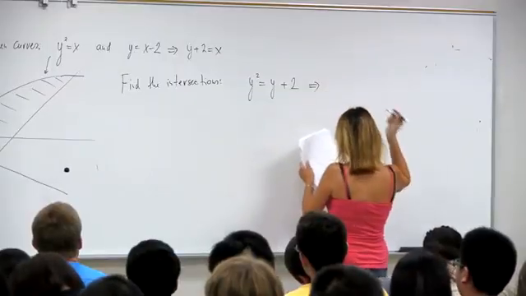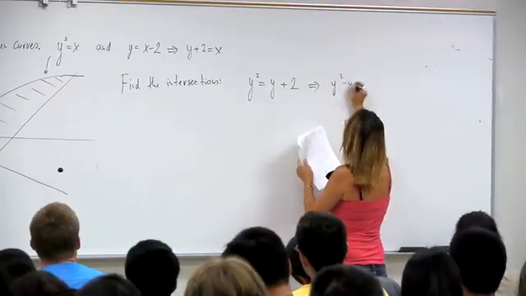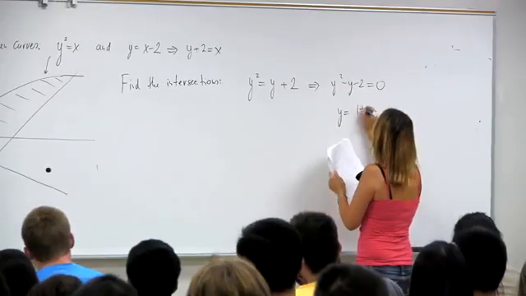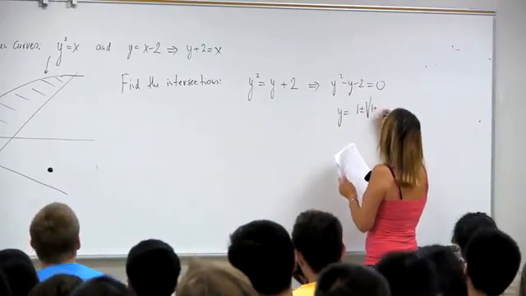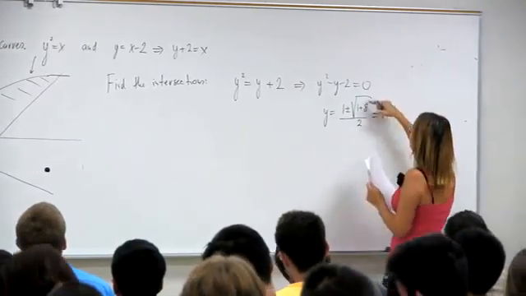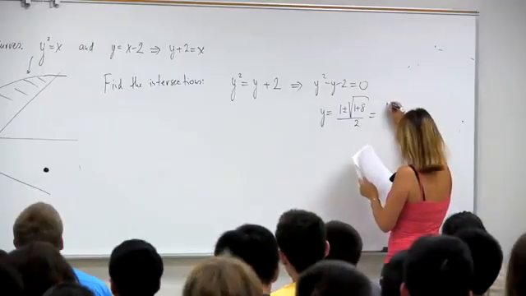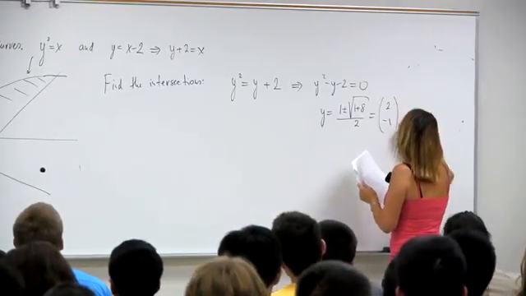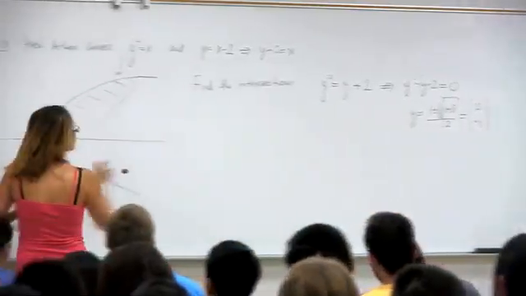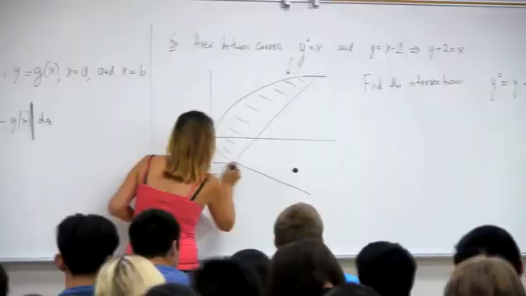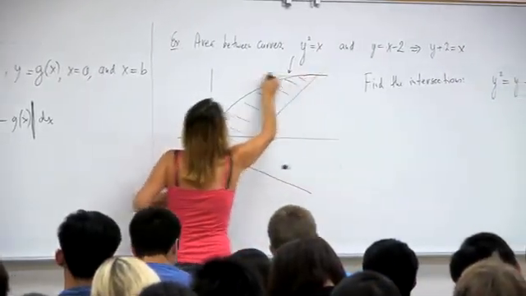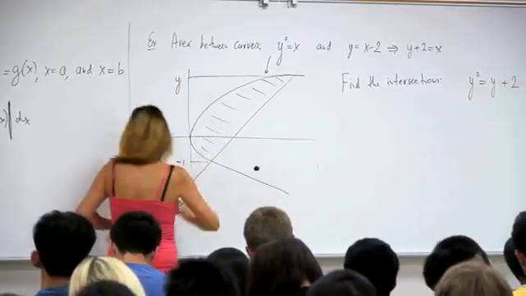That gives me a quadratic equation: y squared minus y minus 2 equals 0. So y is given by the regular formula, 1 plus or minus the square root of 1 plus 8, so it's 3. 1 plus 3 over 2 is 2, and the other one is minus 1. So the two curves intersect when y is equal to minus 1, that's this point, and when y is equal to 2, that's this point.